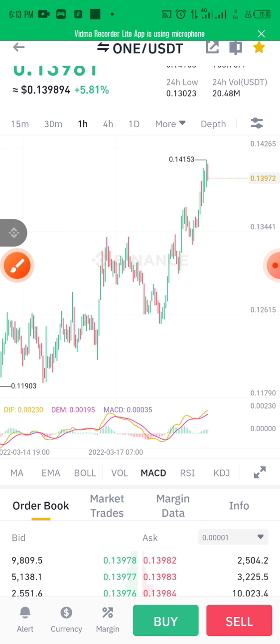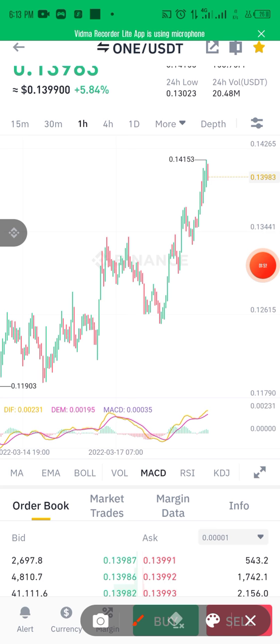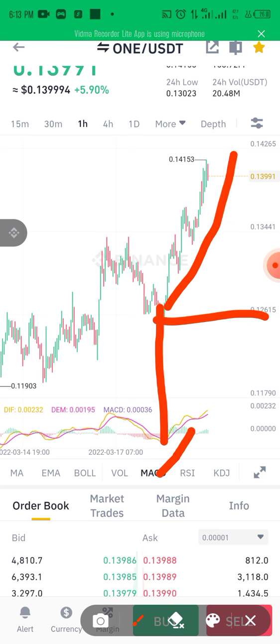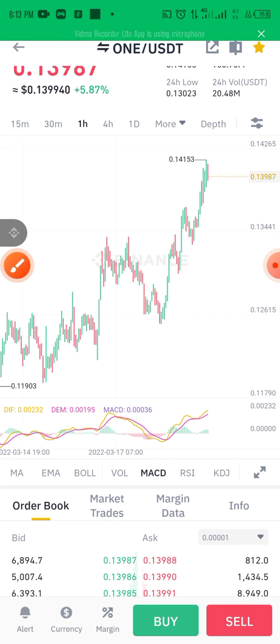But here, what happens? The yellow, which is the slow, crosses it, not from above again, it crosses it from below and price went up. So you can notice from here that it crosses. Imagine you bought at this point, you can see that price started going up. Okay, price went up. So this is how the moving average convergence divergence works.